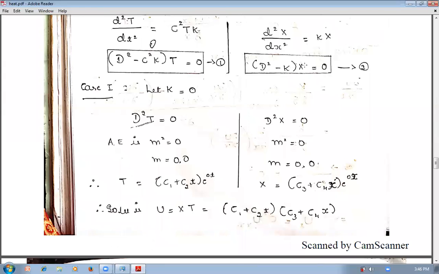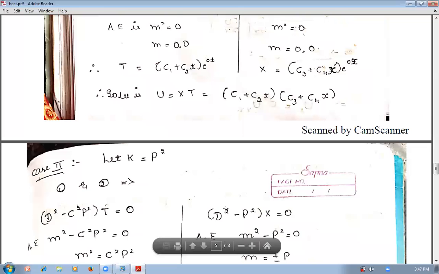Then here put k is equal to 0. We obtain D square X is equal to 0. Again here the auxiliary equation of order 2. Find the solution. We obtain 2 roots 0, 0. Then write the solution. X is equal to (C3 plus C4 x) into e power 0x. Here the equation involves capital X and small x. Write the solution X in terms of small x. The other equation involves capital T and small t. Then write the solution u is equal to XT, this into this. Go for the second case.